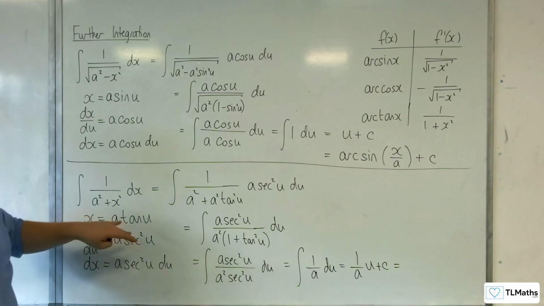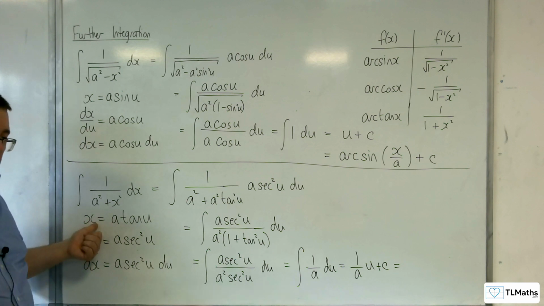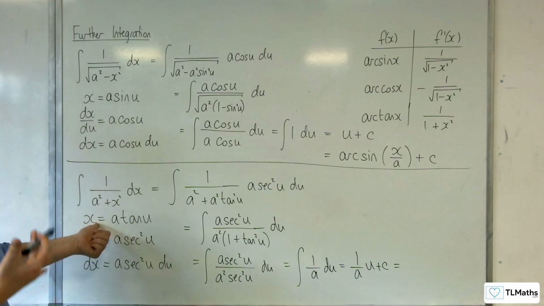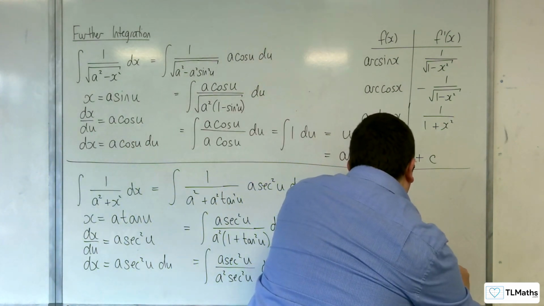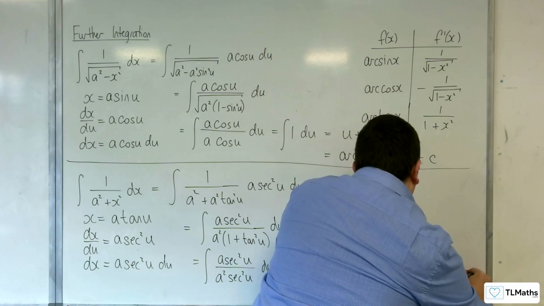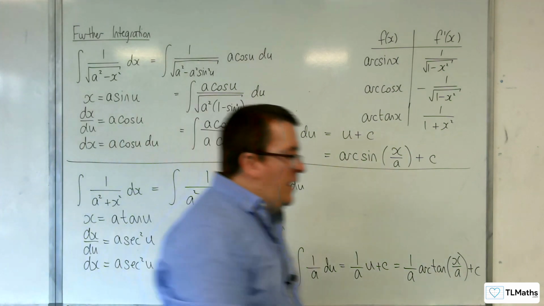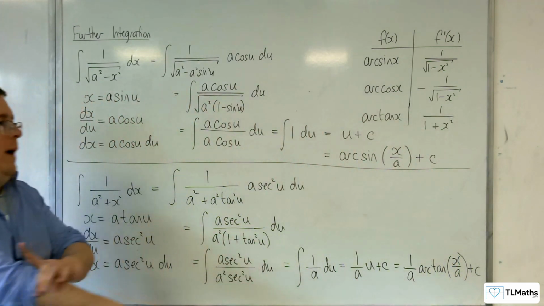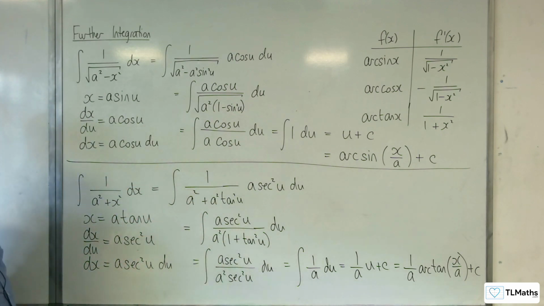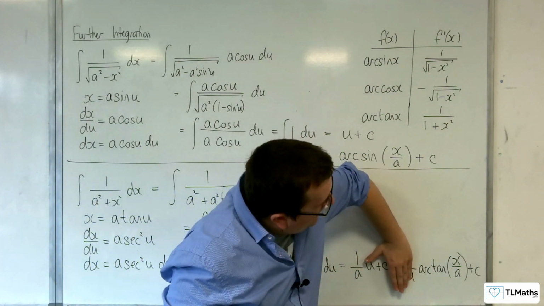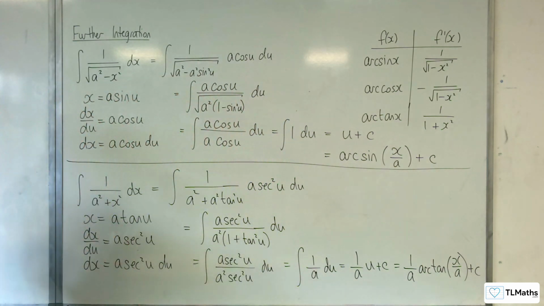And of course, if x is equal to a tan of u, then dividing both sides by a, we get x over a equals tan of u. So u must be arctan of x over a. So 1 over a arctan of x over a plus your constant c. It may well be the case that when you had your guess at the halfway mark as to what this one would be equal to, you might have thought it was going to be arctan of x over a plus c. It's not quite. You've got this extra 1 over a out the front.